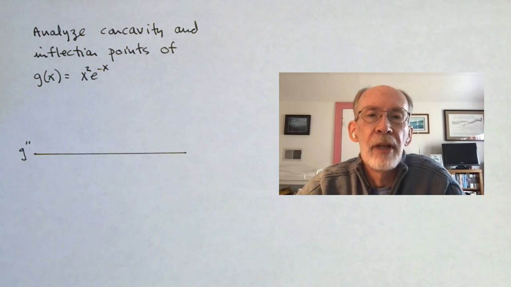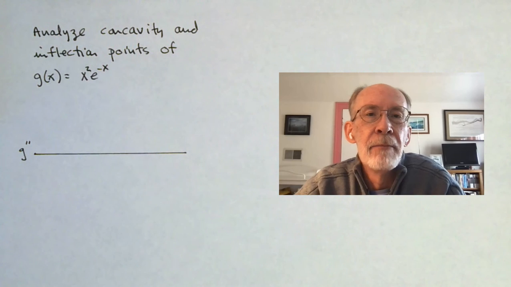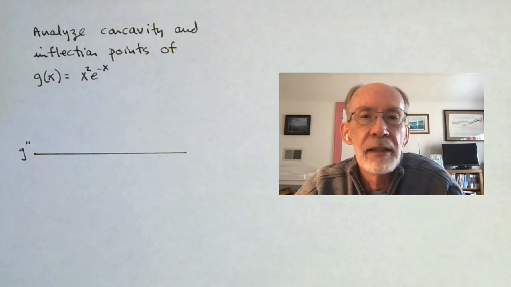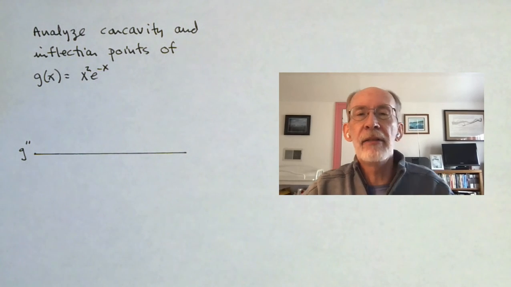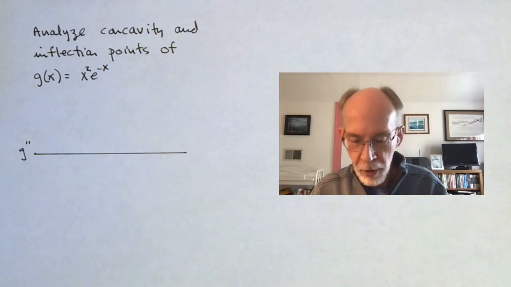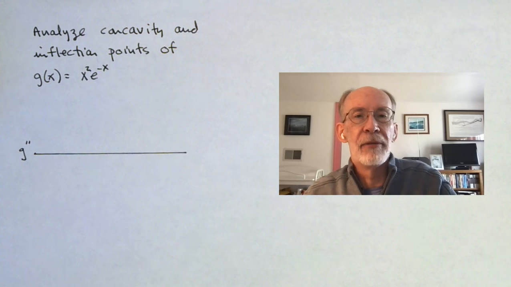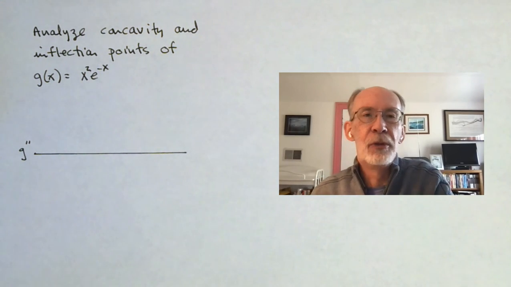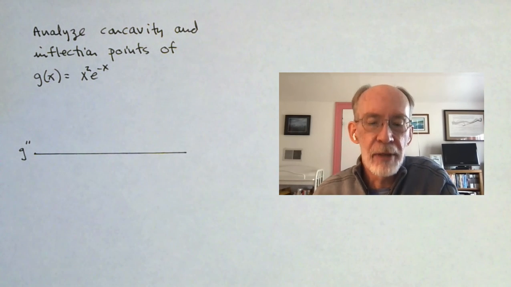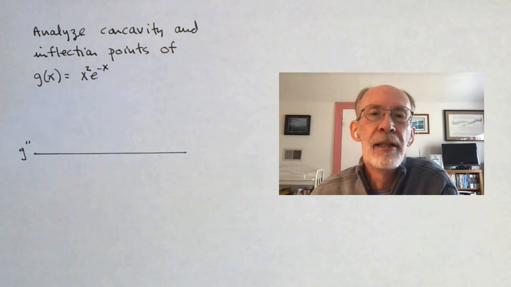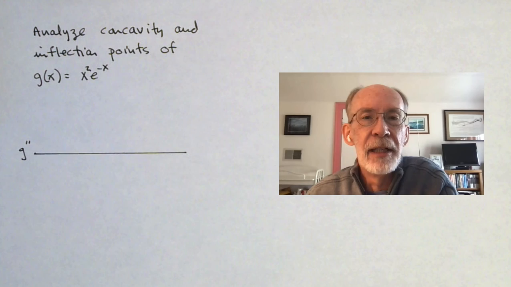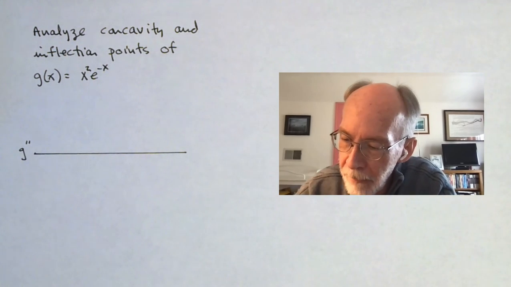Here is our first example, and it's a very traditional one. We're asked to analyze the concavity and locate the inflection points of a function g of x equals x squared e to the opposite of x. We're going to need the first and the second derivatives, and I'm going to assume that you have the skills to generate those. So I'm just going to give the final results factored, and you can stop the video and fill in the work if you'd care to.